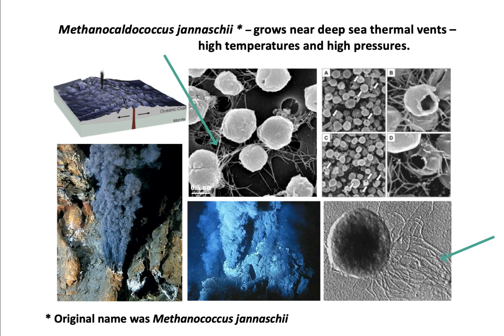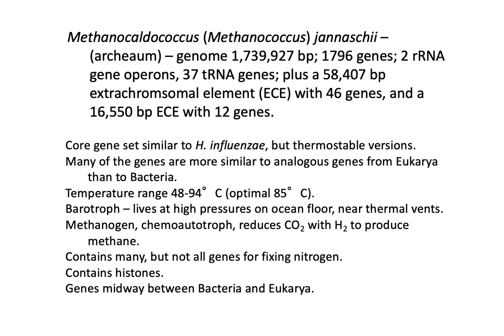One of the reasons this was the first one to be sequenced is it has a rather small genome of 1.7 million base pairs, about 1,800 genes, 2 ribosomal RNA gene operons, 37 tRNAs. But it also has a couple of extrachromosomal elements, one that's 58 kilobases in length, which is a little larger than the lambda genome, with 46 genes, and then one that's 16.5 kilobases, which has 12 genes.